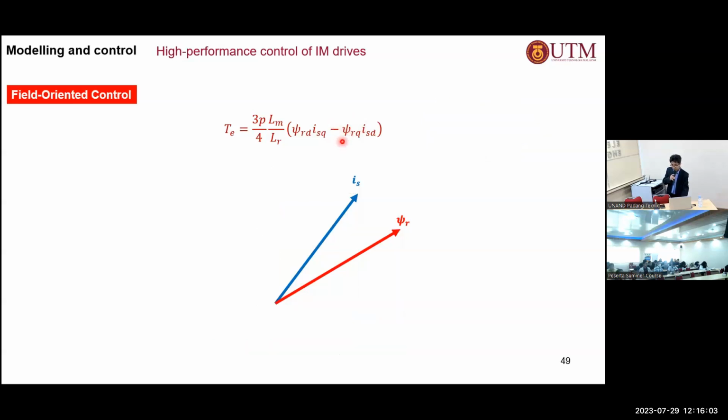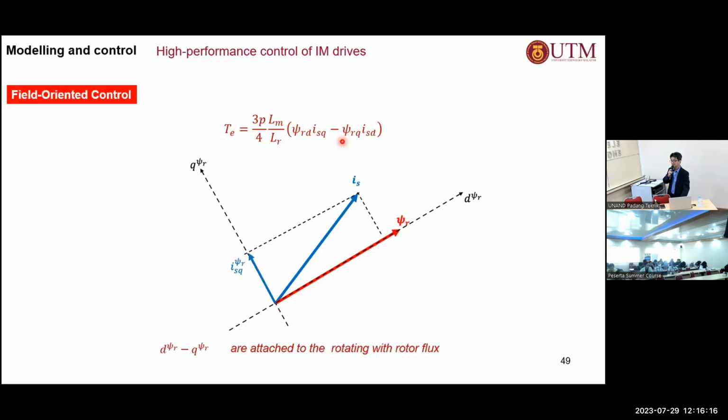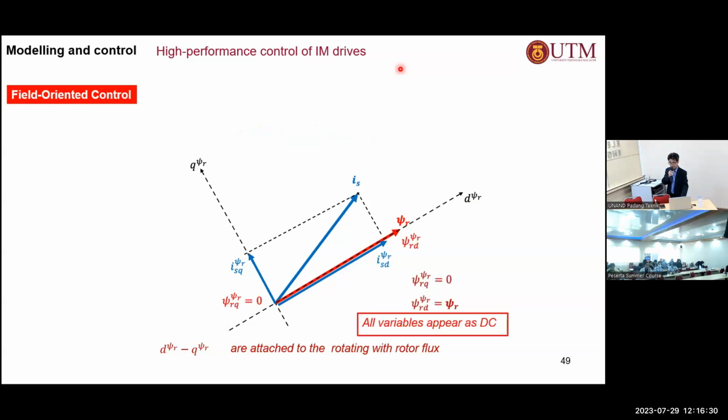So what we do is define a new frame here, which is attached to the rotor flux. If you attach the frame to the rotor flux, then there is no Q component of the rotor flux. Look at the equations here. There is no Q component of the rotor flux, which means that I can now replace the torque equation with a new torque equation, which is simply given by that. This is the previous torque equation. Now I remove that term there, because psi RQ is 0 here.